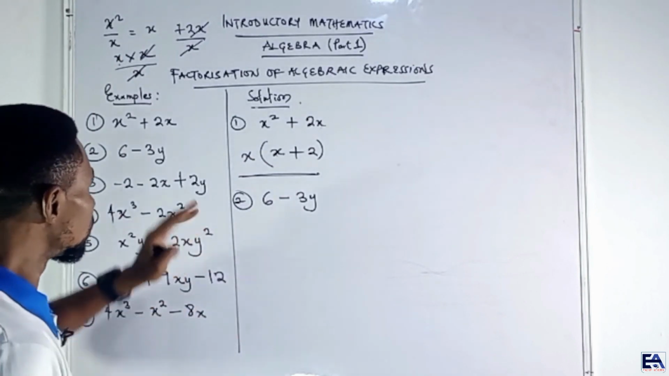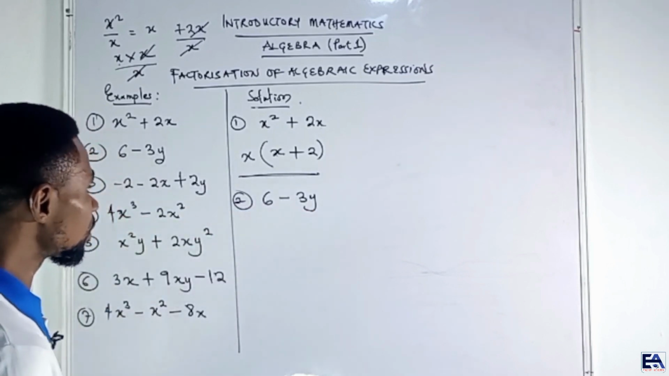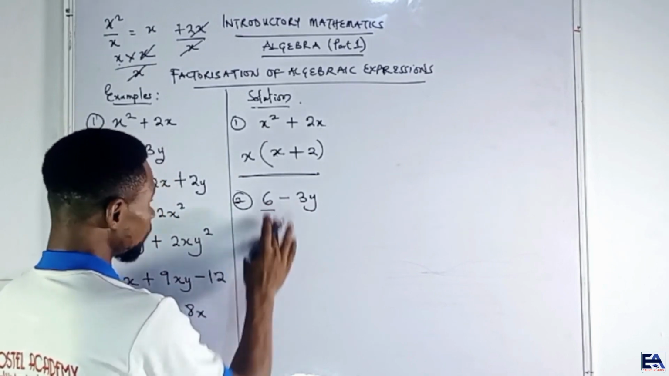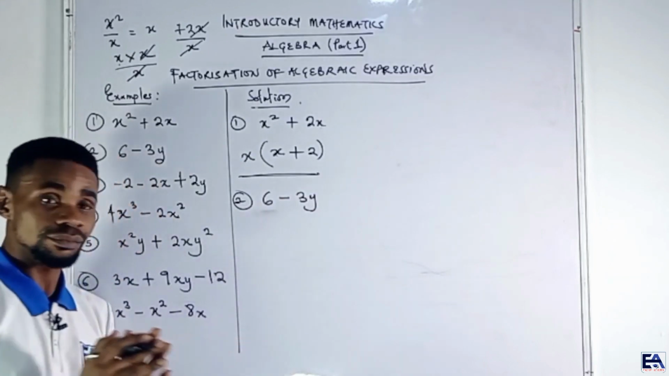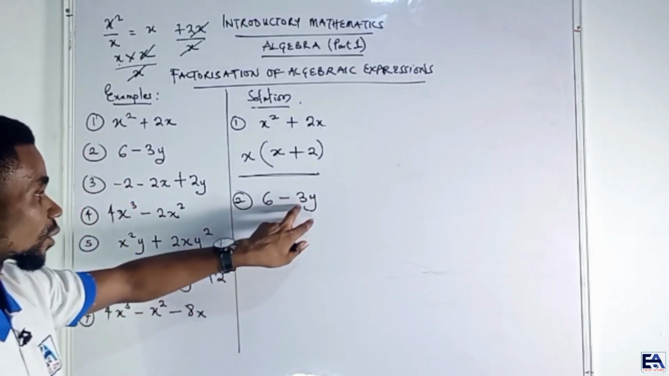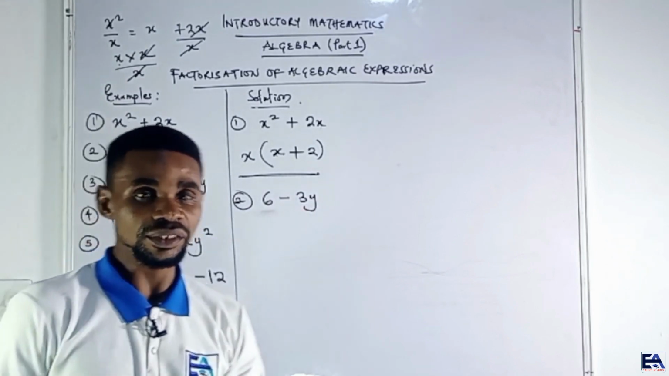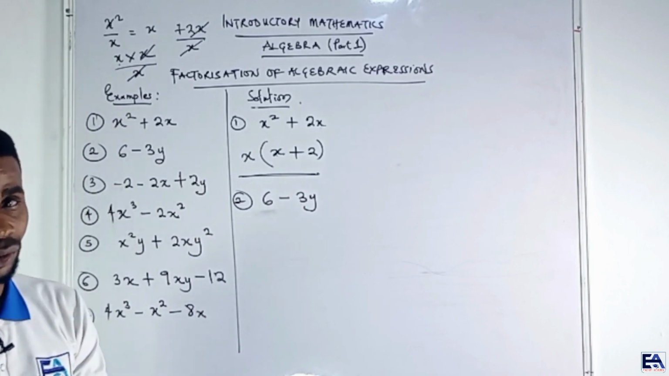Okay, good. So now we have 6 minus 3y. 2 can divide 6 very well. When 2 divides 6, we'll get 3 as a result. But 2 cannot divide 3y. So because of that, they don't have anything in common. Because of that, 2 is not common.